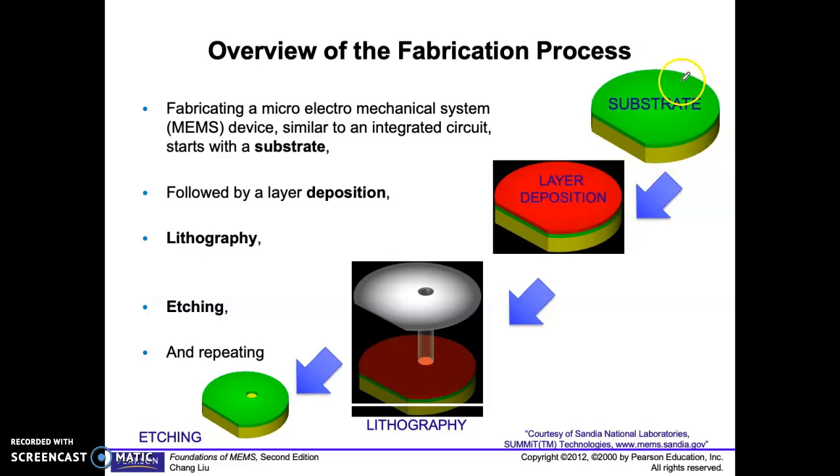Okay, so let's see the process. First, you need to have a substrate. So your substrate can be silicon or other types. If you want to integrate with the IC, your substrate is silicon. And then you are going to have an additive process where you add one layer on top of your silicon. And to pattern that layer, you need to go through what we call lithography, where you use light to transfer the pattern. And at the area where the pattern has been transferred, there will be a removal process, what we call etching, to produce the pattern, and this process will continue repeatedly.